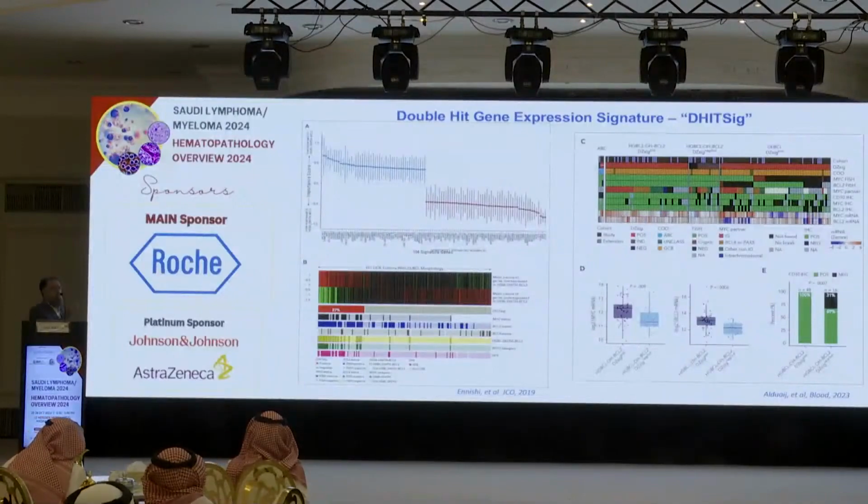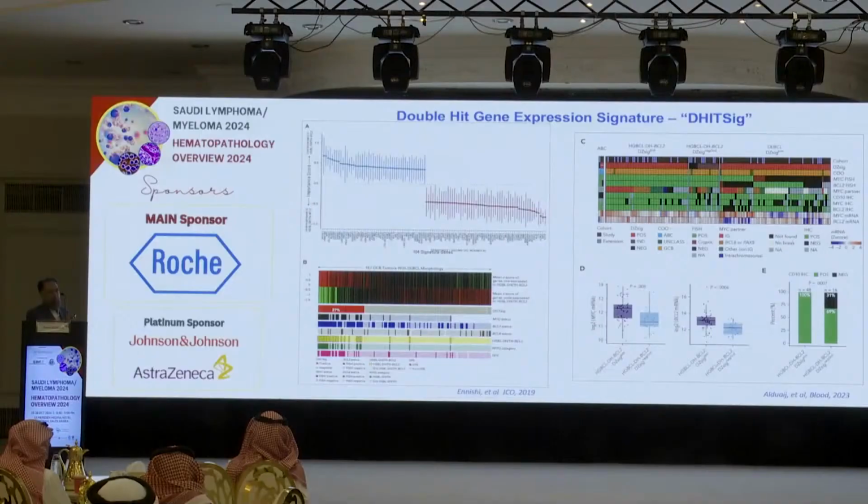And then there are other DLBCLs which also had the same signature. They were never double hit by morphology or by phenotype or by FISH, okay? They were just DLBCL, but they had the double hit signature. So they combined all of them, and devised a new terminology called dark zone lymphomas, or a dark zone signature.